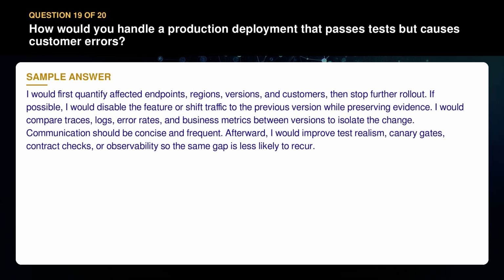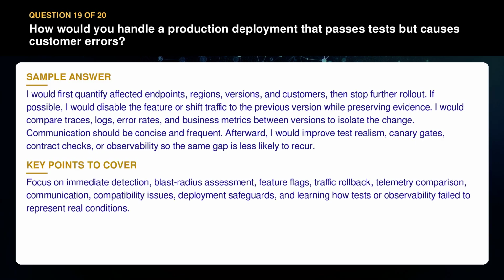Afterward, I would improve test realism, canary gates, contract checks, or observability so the same gap is less likely to recur. Focus on immediate detection, blast radius assessment, feature flags, traffic rollback, telemetry comparison, communication, compatibility issues, deployment safeguards, and learning how tests or observability failed to represent real conditions.